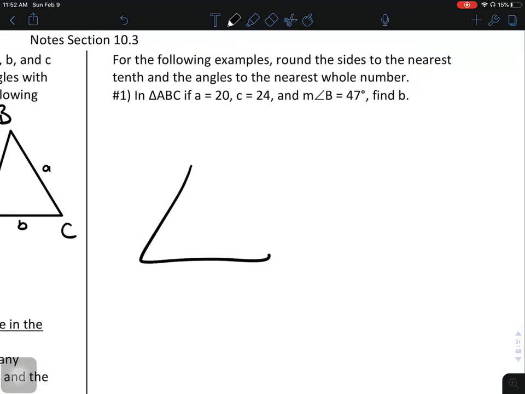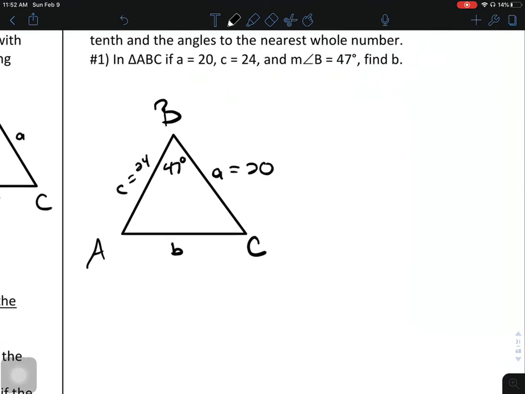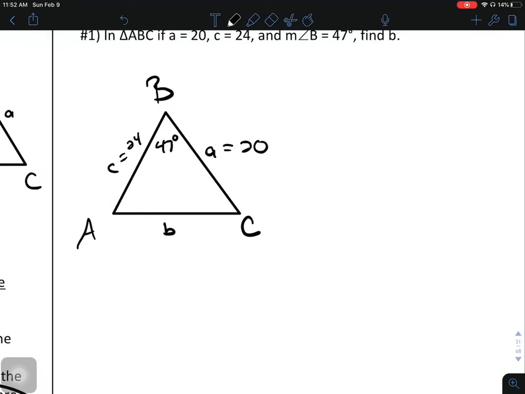Given triangle ABC, so let's label the angles A, B, and C. Sides opposite those letters are the same but lowercase. Little a is 20. Little c is 24. Measure of angle B is 47 degrees. Now when you're doing your homework for this, don't assume you're going to use law of cosines. We've learned law of sines as well. You have to assess each problem and see which thing you're going to use. Do we have an angle and the measure of the side opposite of it? The answer is no. So we can't use law of sines, so we must be able to use law of cosines.